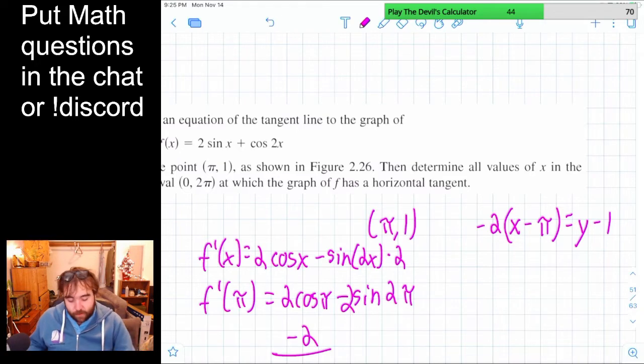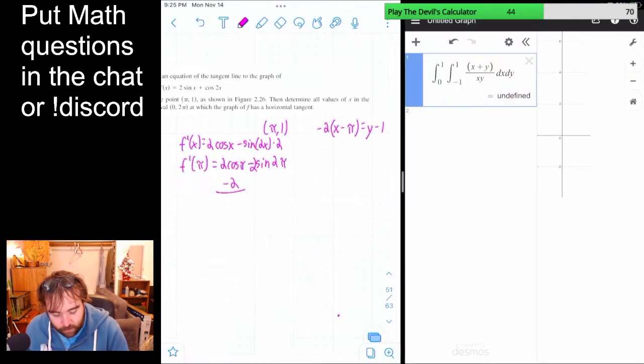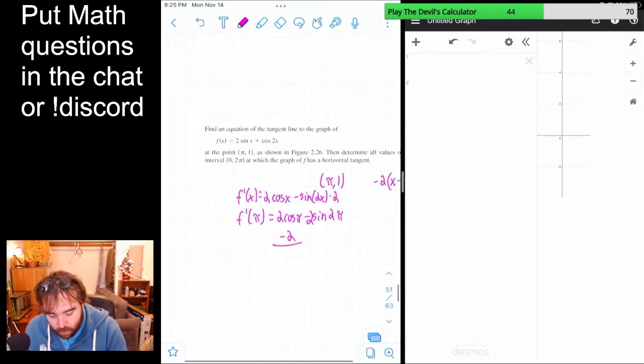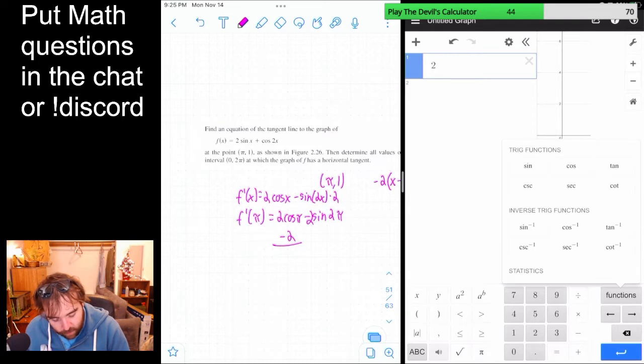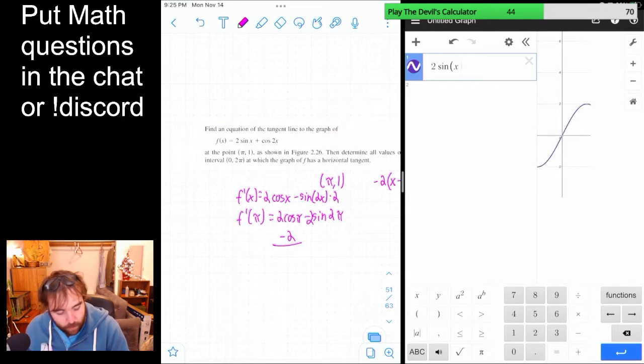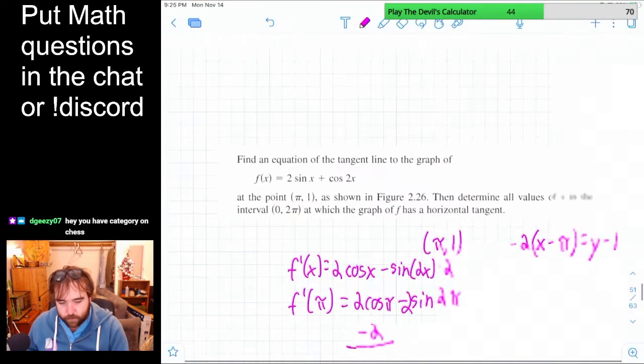And that's got to be it. I mean, that's pretty beautiful. Let's take a gander at Desmos and see if that works out. So to do this, I like to look at the whole graph. Oh, you know what we should do? We should find all the places where it has a horizontal tangent first, before we look at the graph.